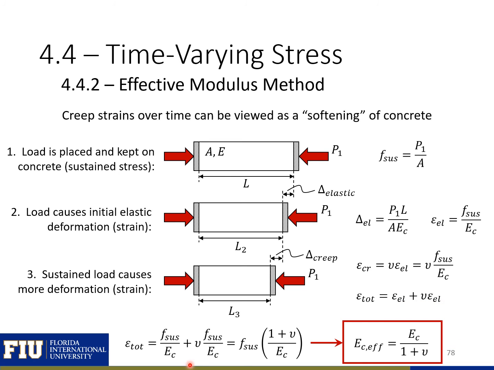Doing some math, we can find that our total strain is just equal to our sustained stress divided by our modulus plus our creep coefficient times our sustained stress divided by our modulus, which is just our sustained stress times 1 plus creep coefficient, divided by EC. We can see this term we'll call the effective modulus of elasticity, or EC effective. And we'll say that our EC effective is just equal to our EC, our modulus of elasticity for our concrete, divided by 1 plus our creep coefficient. So this is our effective modulus.